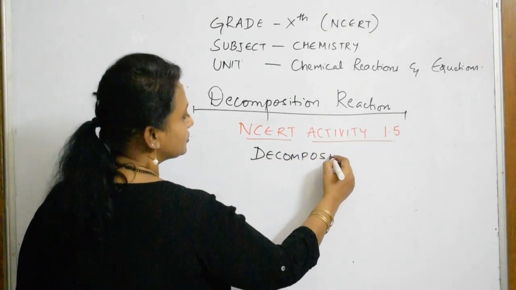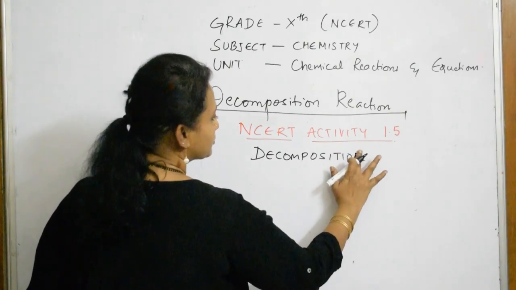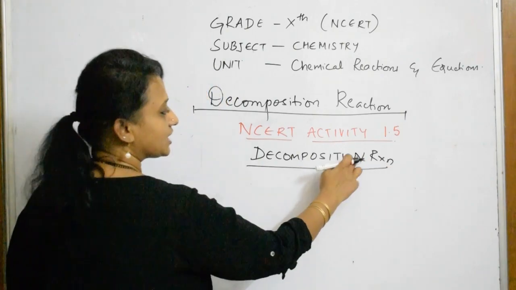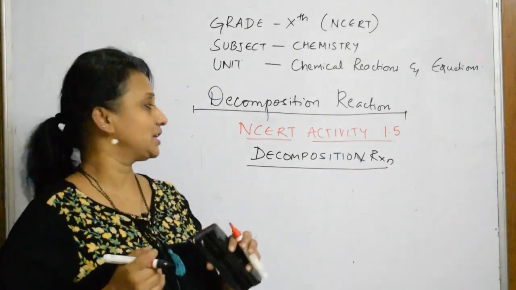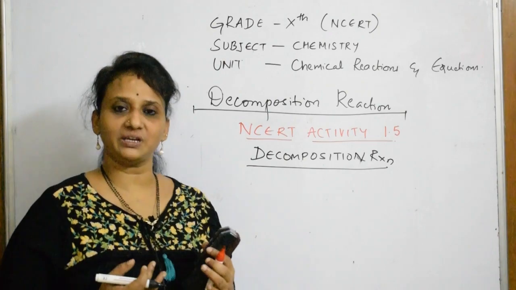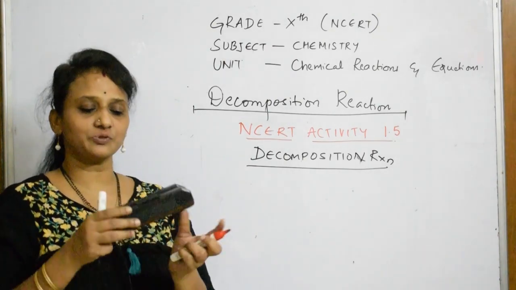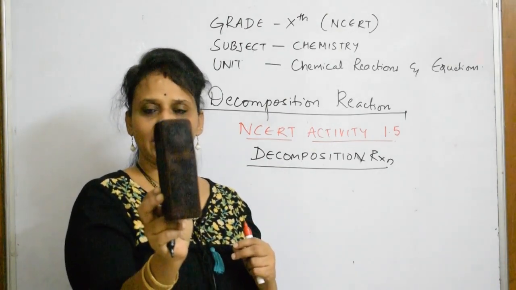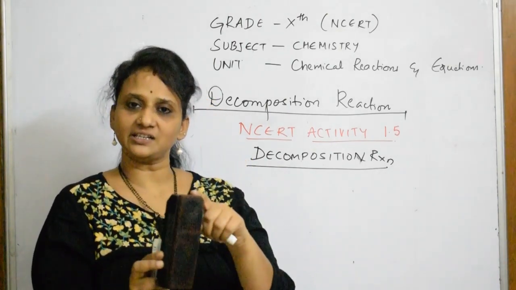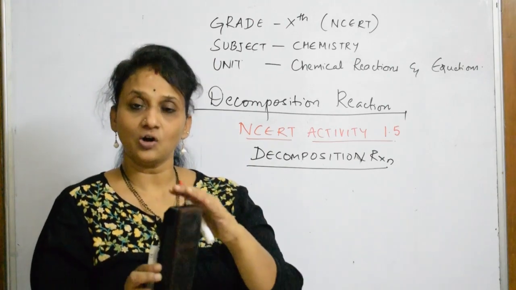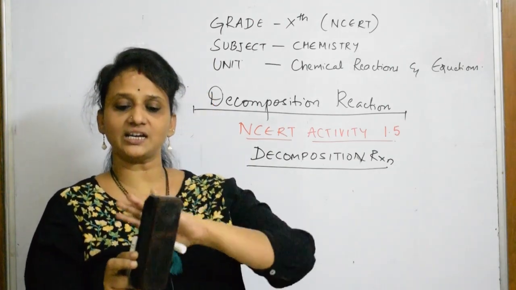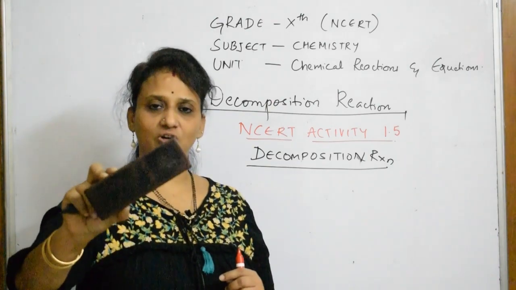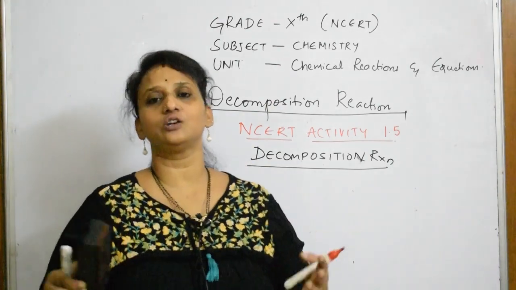So decomposition reaction, RXN is reaction which I have written. So decompose, that means composing is what? Suppose this is a duster. This is a composed form together as one entity. Now if I apply any heat, if I apply any light, or if I apply any electricity, I try to break it into pieces, correct? So compose means one quantity, decompose means breaking into number.